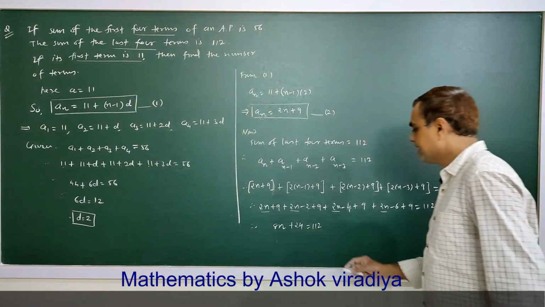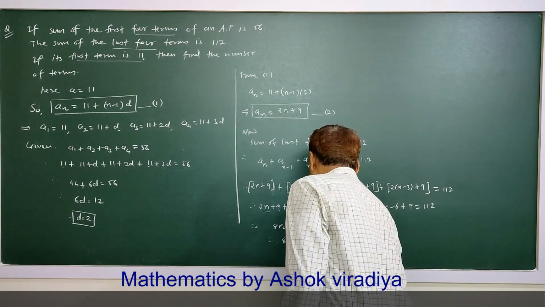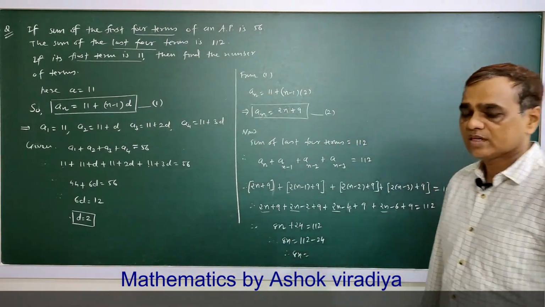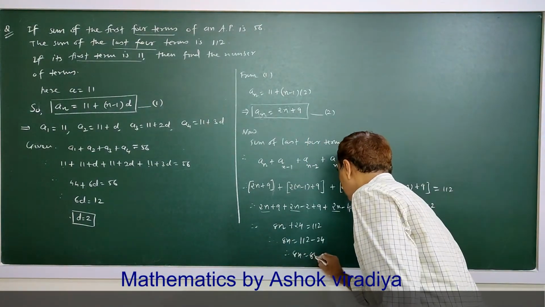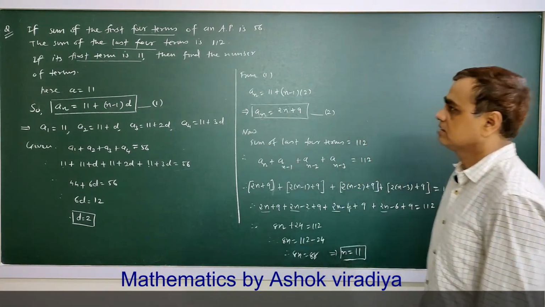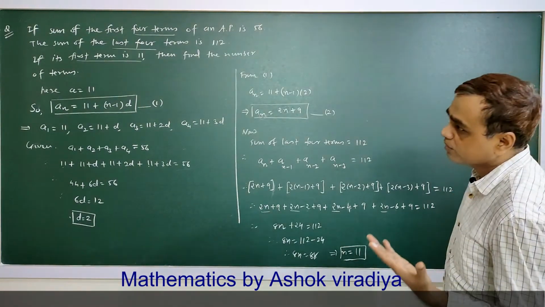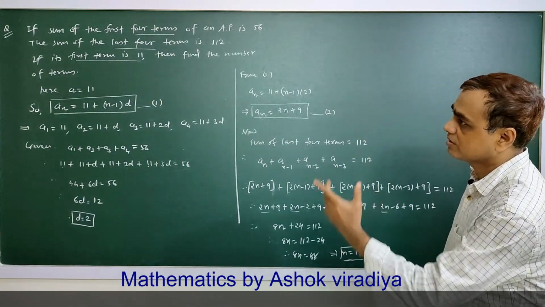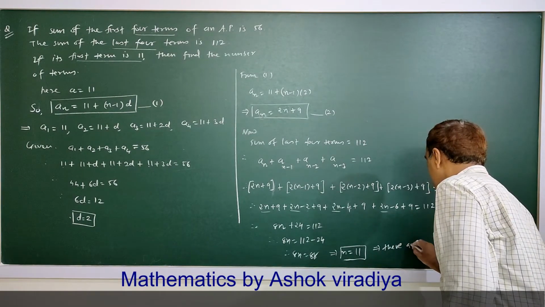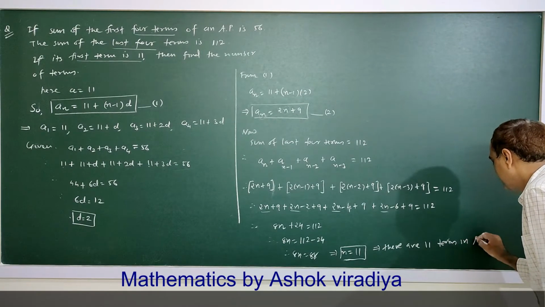So therefore 8n is 112 minus 24, so 8n is 88. Therefore n is 11. So the number of terms is 11. Find the number of terms: there are 11 terms in the AP.